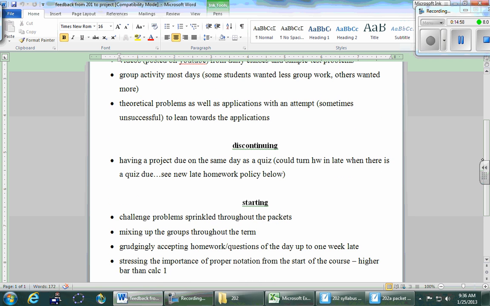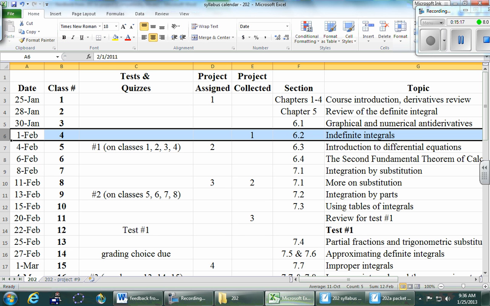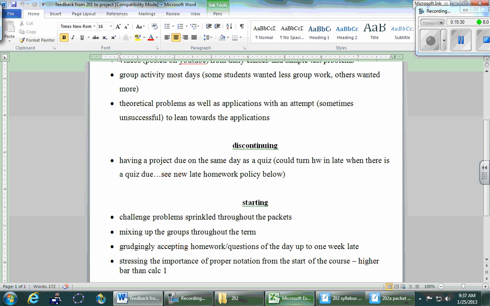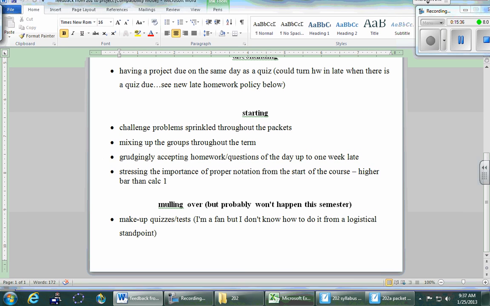Okay, discontinuing having a project due on the same day as a quiz. Several people said it was quite challenging to have a project due the same day as a quiz, and of course there's homework due just about every day, and apparently you have other classes and responsibilities. Who knew? My original calendar had several projects and quizzes happening on the same day. I think 3 of them actually happened on the same day. I've changed it. We don't have any quizzes happening on the same day a project is due. Furthermore, we'll talk about the homework policy, but you can turn stuff in late now. So hopefully that will ease the burden.